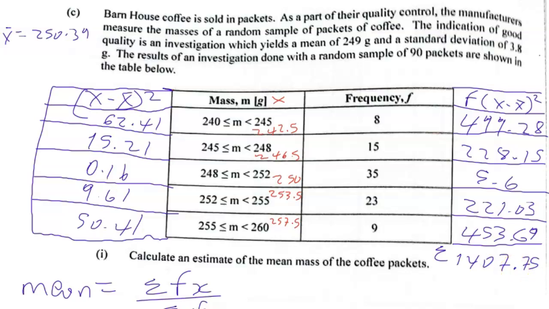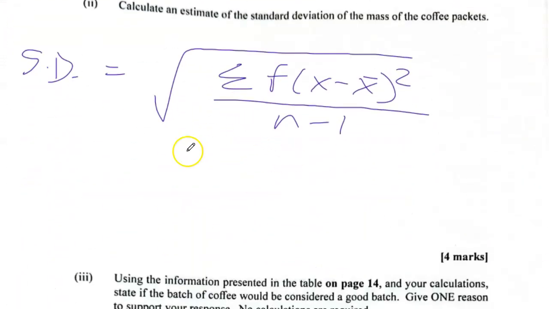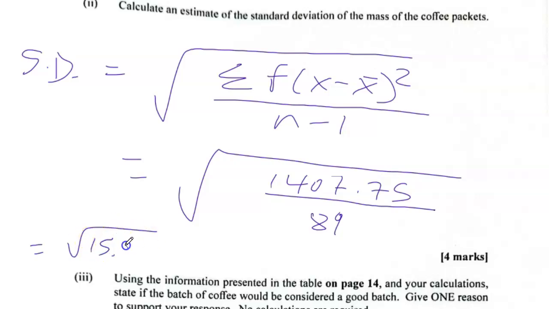We'll get 1407.75. So in calculating standard deviation, this value is 1407 over n. I remember n was 90, so 90 minus 1, that's 89. So that's the square root of 15.82, equal to 3.98, and remember the unit was grams.